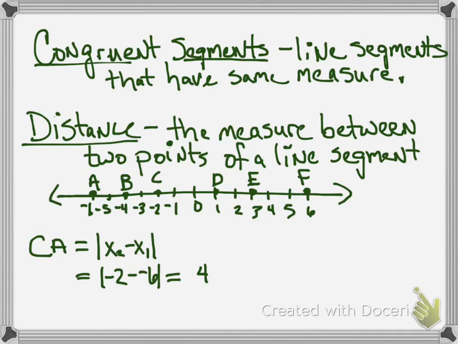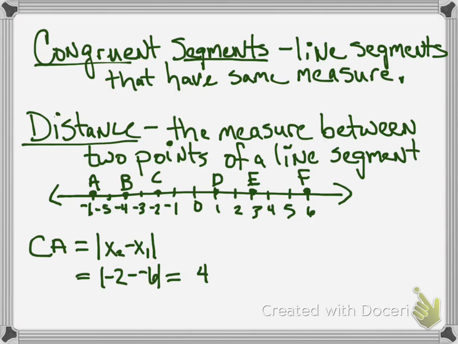All right, on this one I'm just going to put it up as is. Congruent segments are line segments that have the same measure. Keep in mind, I also wanted y'all to start using the correct terminology, so try to use that. Distance, as we've been saying, is the measure between 2 points of a line segment.